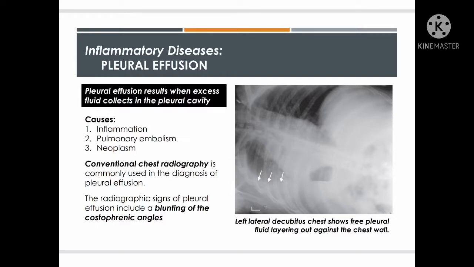The radiographic signs of pleural effusion include a blunting of the costophrenic angles, which is often best demonstrated on an erect left or erect lateral chest radiograph. The blunting occurs as part of the healing process, and the fibrous changes in the lung tissue may remain even after the pleural effusion has resolved.